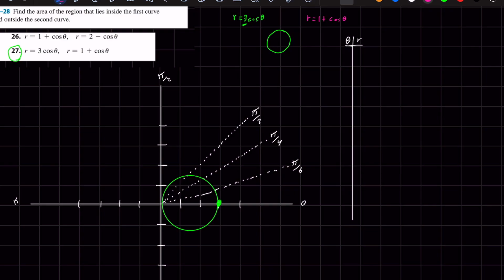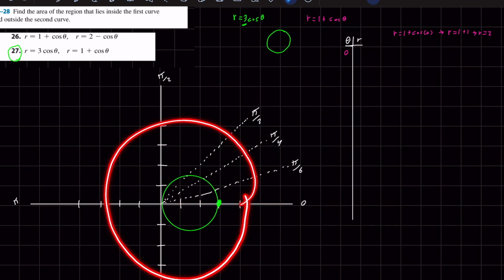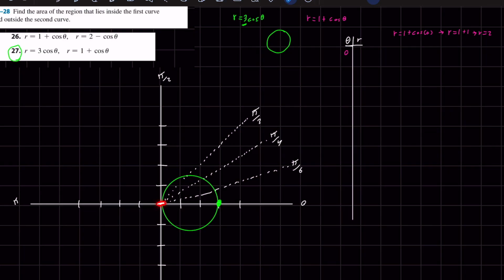Now, I want to start by plugging in 0. I want to see what happens at theta equals 0. So r equals 1 plus cosine of 0. Cosine of 0 is 1, so r is going to be equal to 2. Remember, everything we do with angles is kind of a sweeping motion, going along the unit circle. So when we face angle 0, we're going to land at 2, and we're going to make a point right at 2.